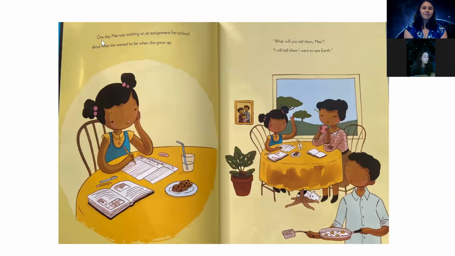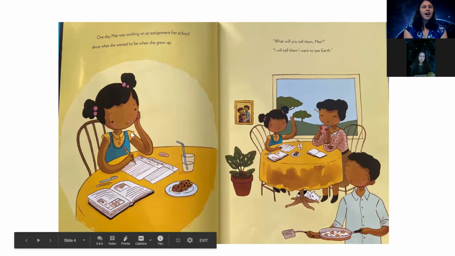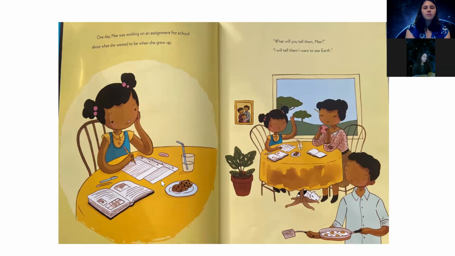Okay. One day, Mae was working on an assignment for school about what she wanted to be when she grew up. ¿Qué está haciendo ella en la mesa? I don't know what she's doing. Let me look at the picture to see if I can find out. Well, there's tarea here. Oh, there's homework. Yep. Yeah, but I don't know what the assignment's for. I wonder what it's for. Well, it says when she grows up, but I wonder what she's writing about. So what does she want to do when she grows up? What do you want to do when you grow up, friends?